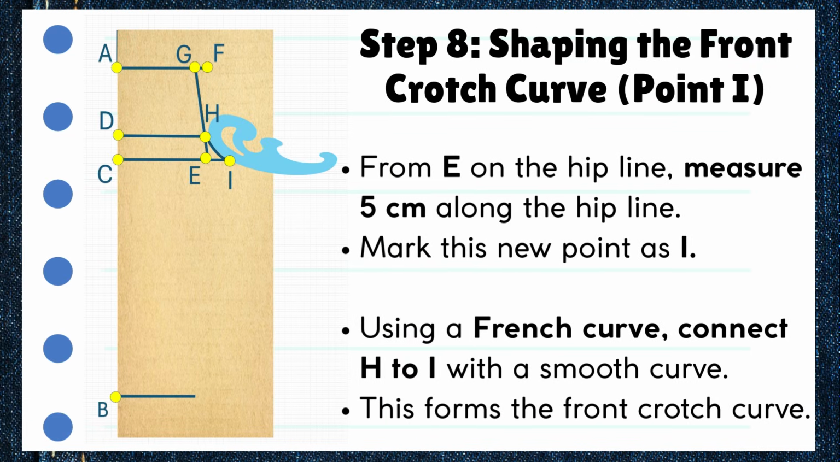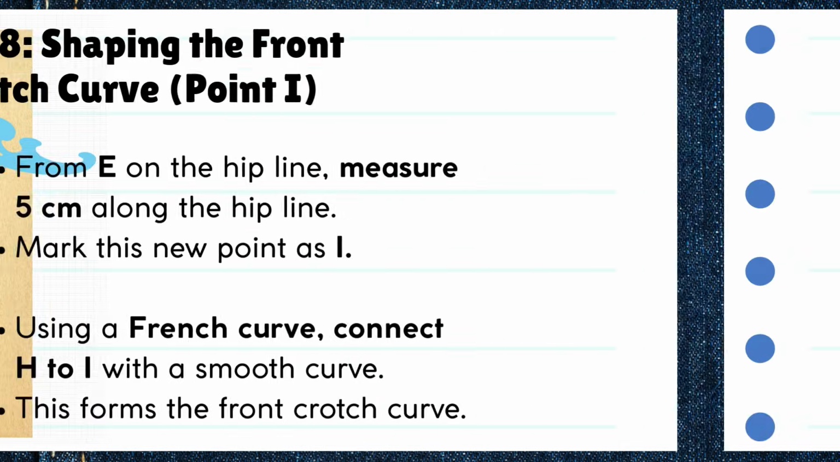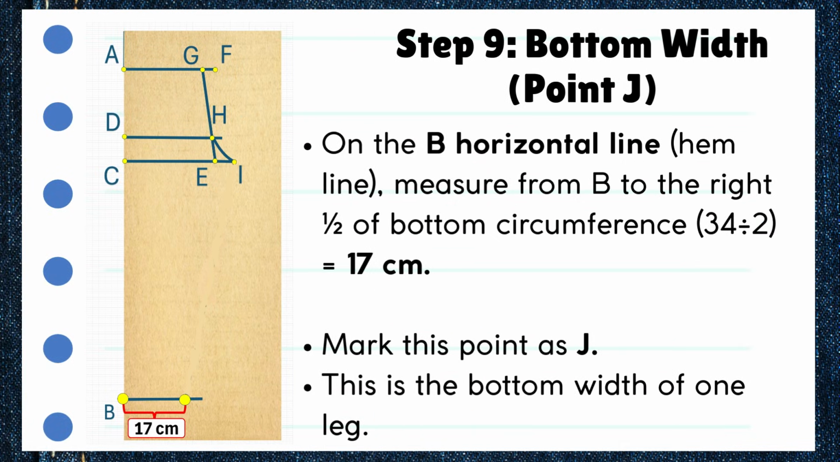Step 8. Shaping the front crotch curve. From E on the hip line, measure 5 cm along the hip line. Mark this new point as I using a French curve. Connect H to I with a smooth curve. This forms the front crotch curve. Step 9. Bottom width. On the B horizontal line, hemline, measure from B to the right 1/2 of bottom circumference, 34 divided by 2, equals 17 cm. Mark this point as J. This is the bottom width of one leg.